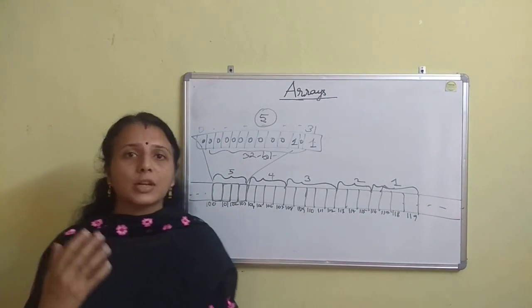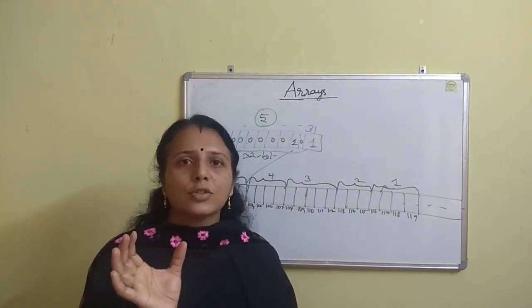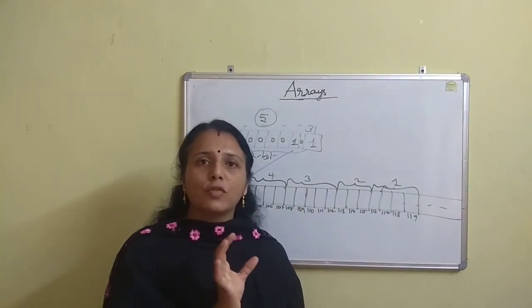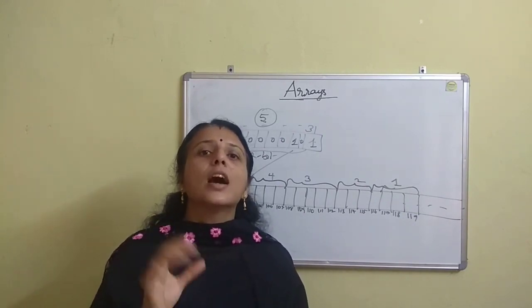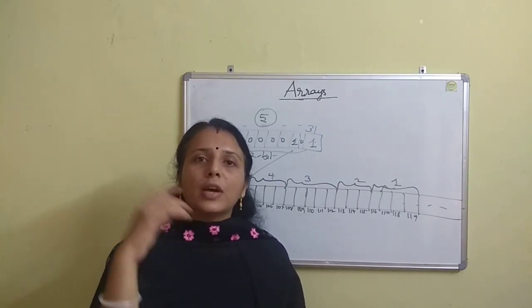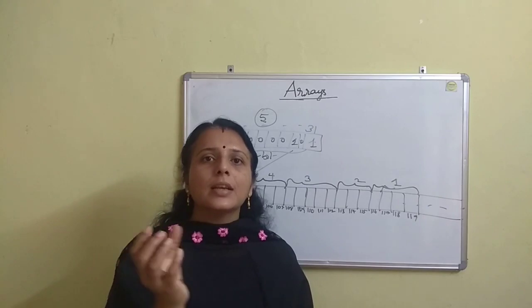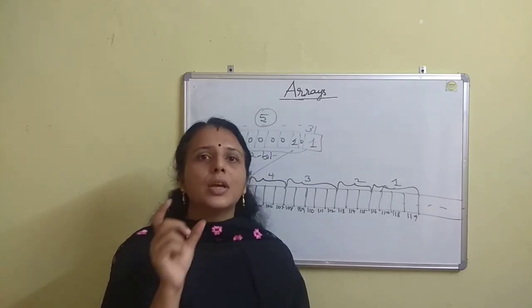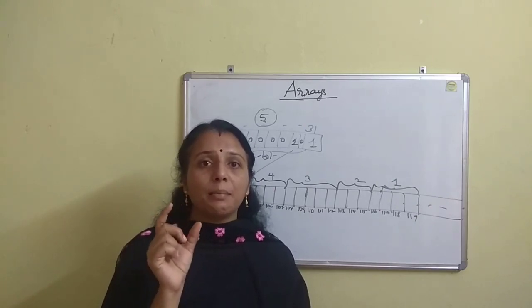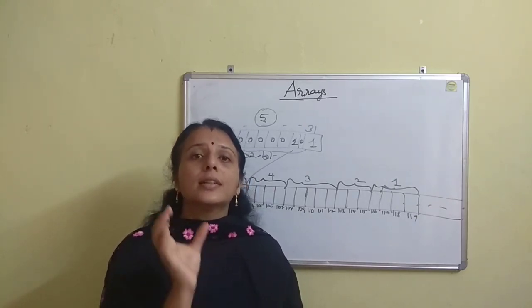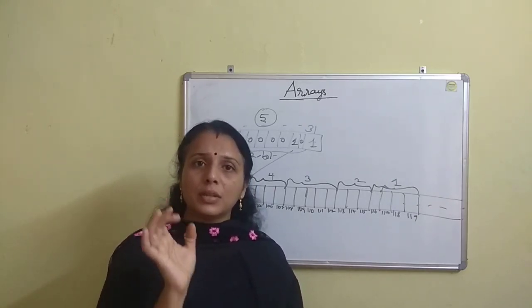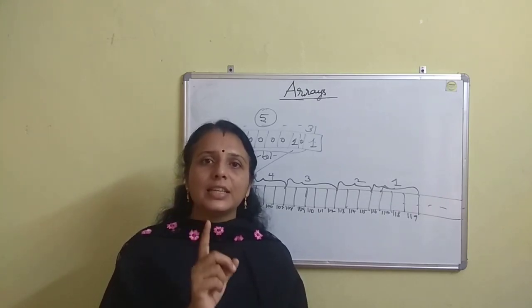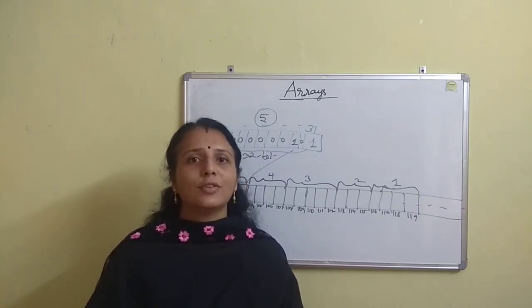So how many total bits? Total bytes needed to store 5, 4, 3, 2, 1 are 20 bytes. Then how many bits are required? When you convert bytes into bits, 1 byte is equal to 8 bits, so 20 bytes is equal to 20 into 8, which is 160 bits you need to hold the values 5, 4, 3, 2, 1 in the integer array A. Hope this is clear to all of you.